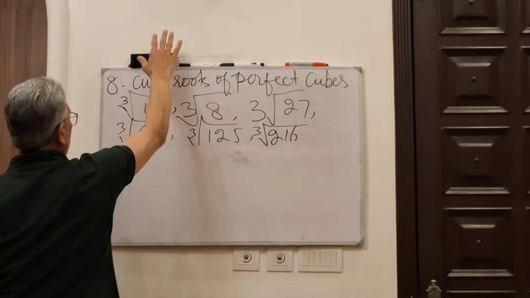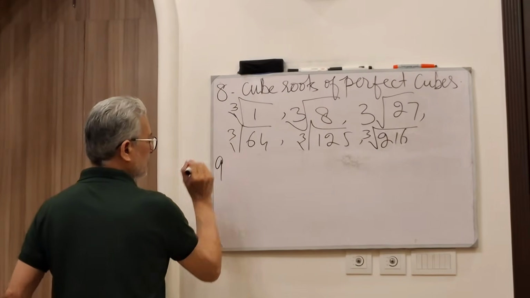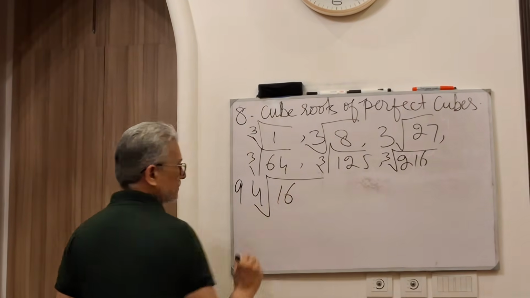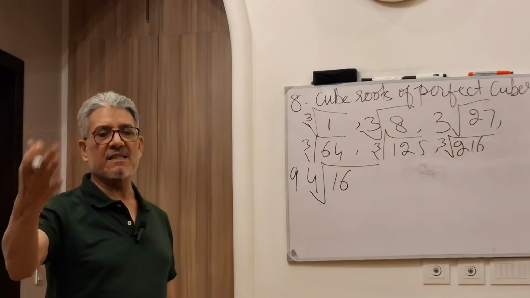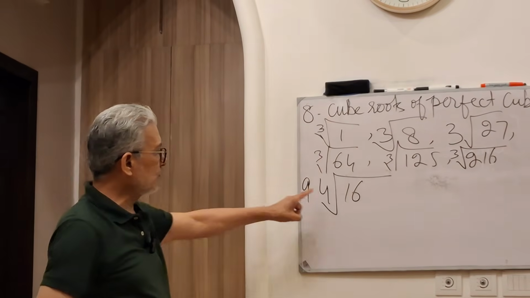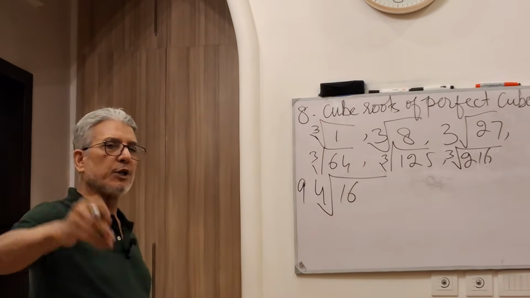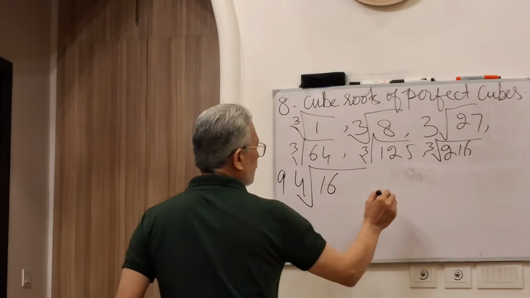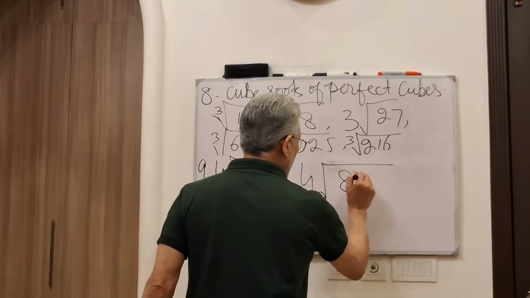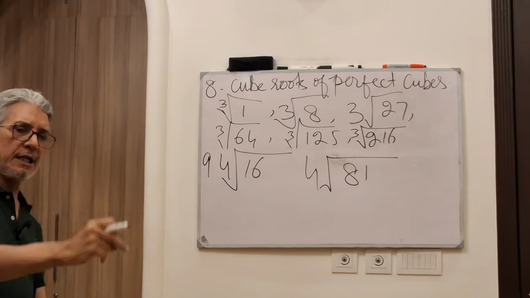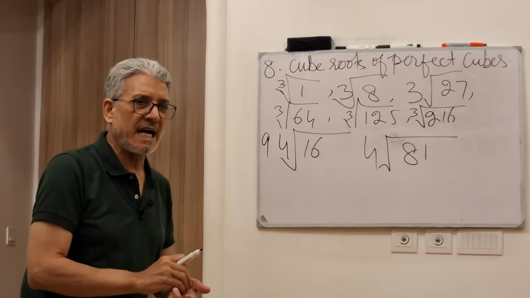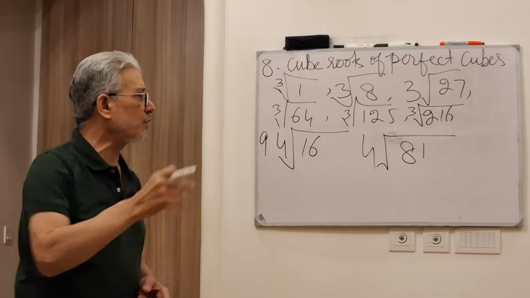Then fourth root, we have number 9. Fourth root of 16. By the way, fourth root of 1 is also correct: 1 into 1 into 1 into 1 is 1. Fourth root of 16 is 2 into 2 into 2 into 2. And fourth root of 81 is 3 into 3 into 3 into 3, 4 times. 3 into 3 is 9, 9 into 3 is 27, 27 into 3 is 81.